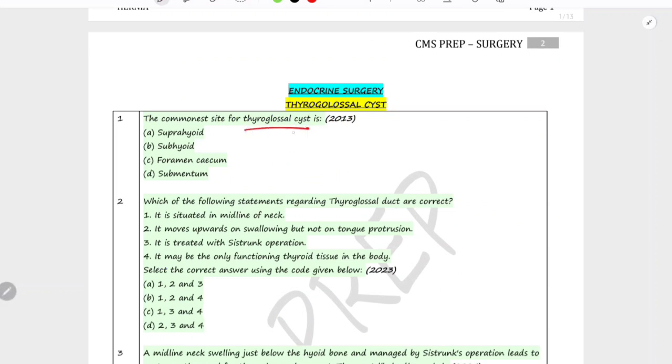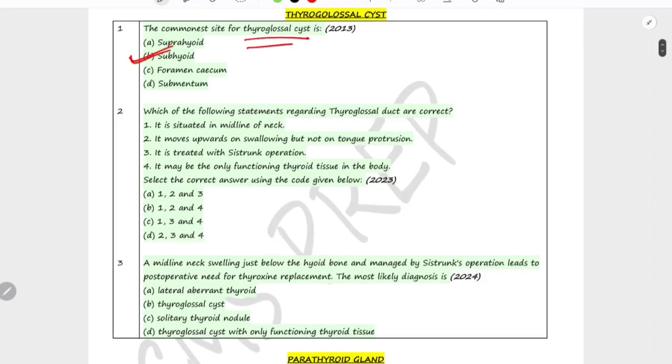The most common site for thyroglossal cyst is, so what is thyroglossal cyst? It is a remnant of thyroglossal duct in which cystic swelling takes place. So the most common site for thyroglossal cyst is subhyoid. It is a fact based question. Question number 2. Which of the following statements regarding thyroglossal duct are correct?